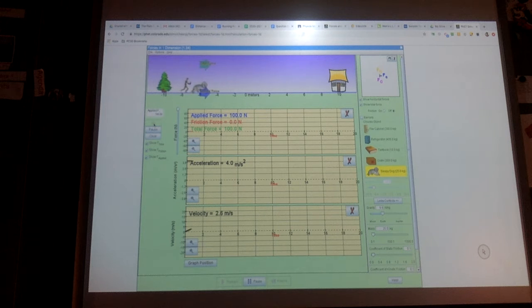So now my acceleration is 4. I'm getting 2 horizontal lines for the force and the acceleration, and the velocity is still only the force divided by the mass. And I let it go a little bit more, but I got to about 20 after 5 seconds.